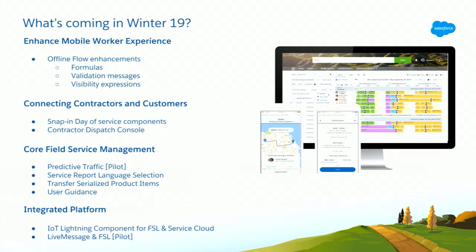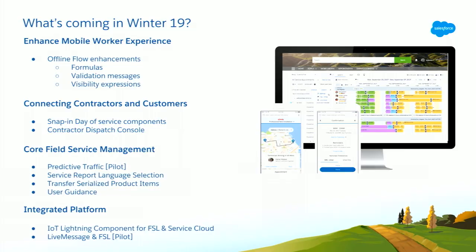On the core field service side, we're doing a pilot where customers can leverage predictive traffic information to estimate ETAs and travel times based on the traffic patterns. So for example, let's say in the morning there's high traffic on the bridge. FSL will take that into consideration and try to minimize the travel time by routing around it or routing different jobs. We're also adding language support to service report.